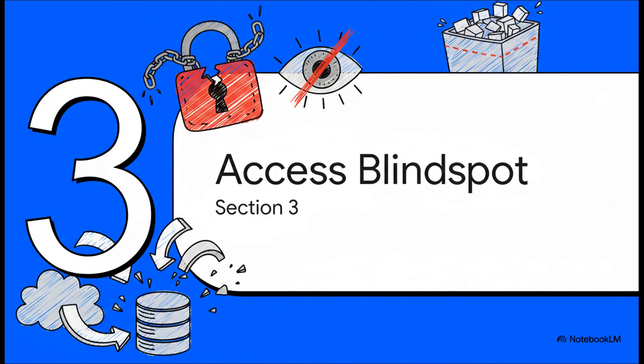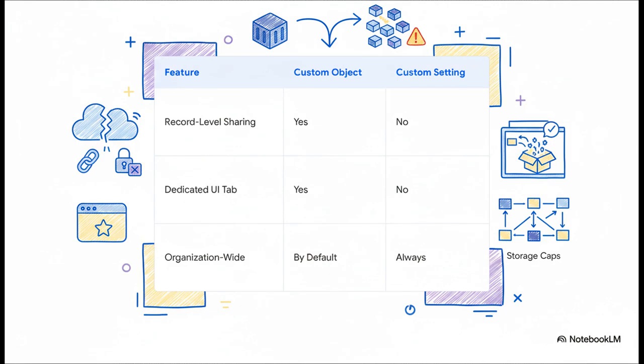Okay, for our third and final section, we're diving into what I like to call the access blind spot. This is all about a really important question. Who can actually see and use this data? And trust me, this is a huge deal for both security and just general usability. Just look at this comparison. It really tells you everything you need to know.